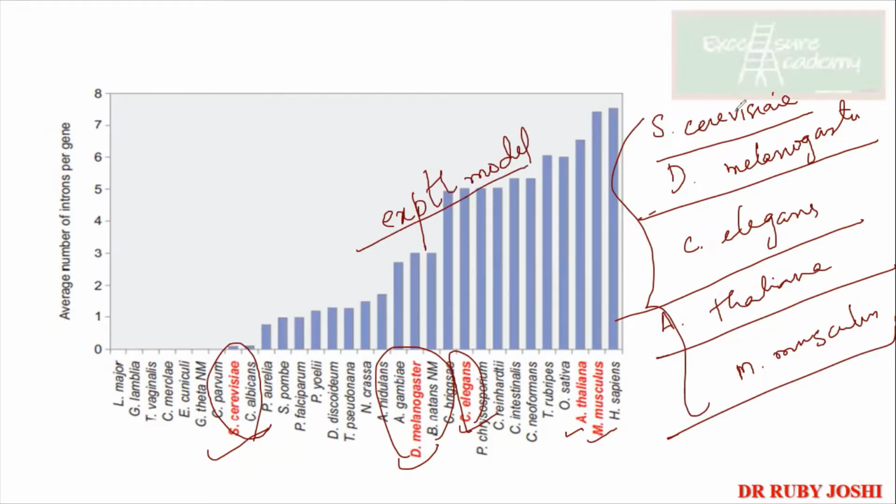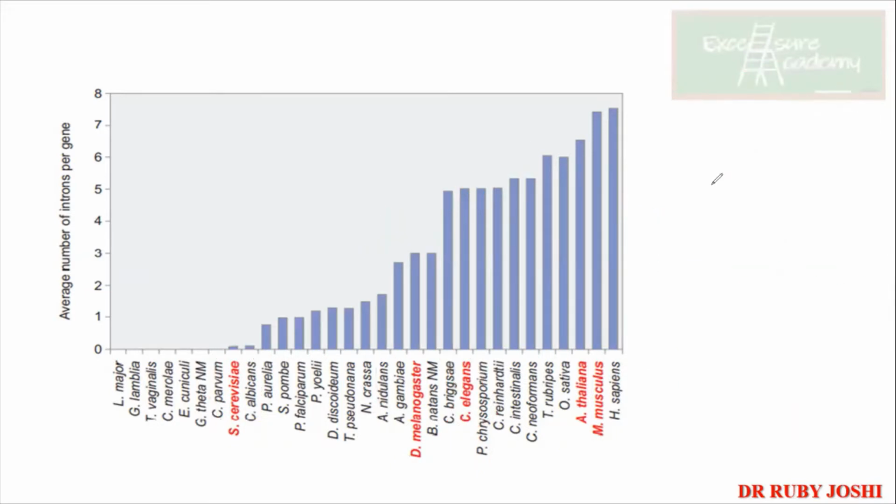You know that if I want to work on yeast, there are so many species of yeast, but we always go with Saccharomyces cerevisiae. In fruit fly, we only go with Drosophila melanogaster. In nematode, we go with C. elegans. In plants, we go with Arabidopsis thaliana. And if I want a mammalian model, then I go for M. musculus, the mouse model. Clear? Now look at their gene diversity.